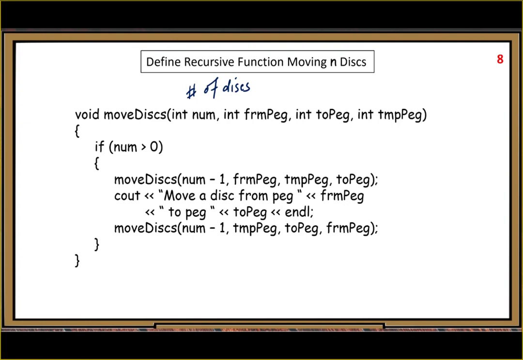At the end, we apply the n minus 1 solution another time, but at that time the temporary peg we use as the from peg, the destination is our to peg, and the from peg we use as the temporary peg. Then we complete the whole solution.